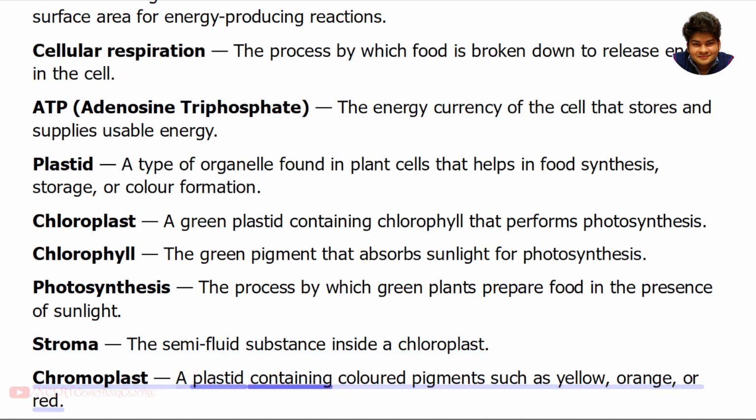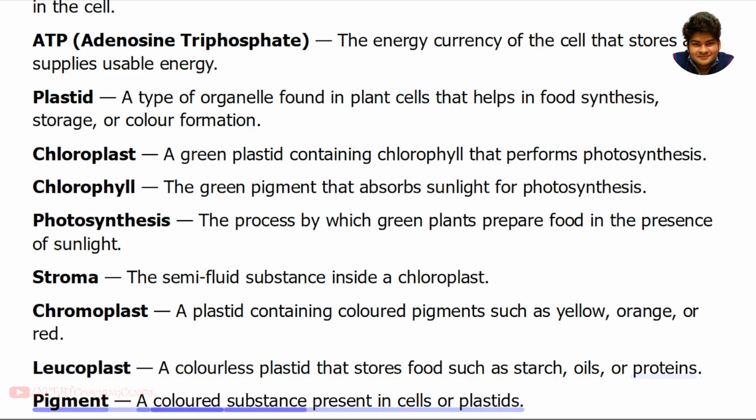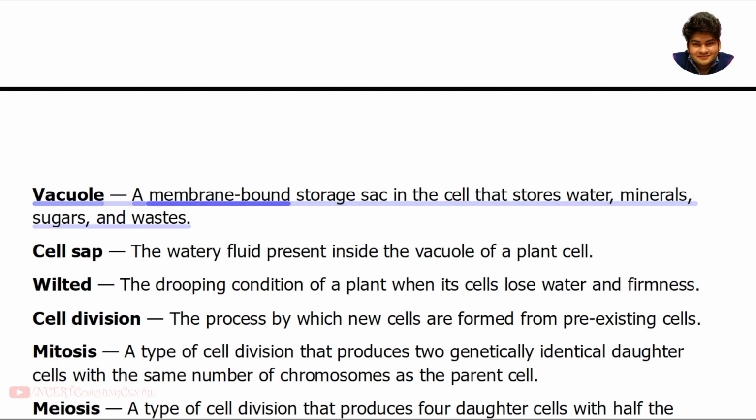Chromoplast, a plastid containing colored pigments such as yellow, orange, or red. Leucoplast, a colorless plastid that stores food such as starch, oils, or proteins. Pigment, a colored substance present in cells or plastids. Vacuole, a membrane-bound storage sac in the cell that stores water, minerals, sugars, and wastes. Cell sap, the watery fluid present inside the vacuole of a plant cell. Wilted, the drooping condition of a plant when its cells lose water and firmness.